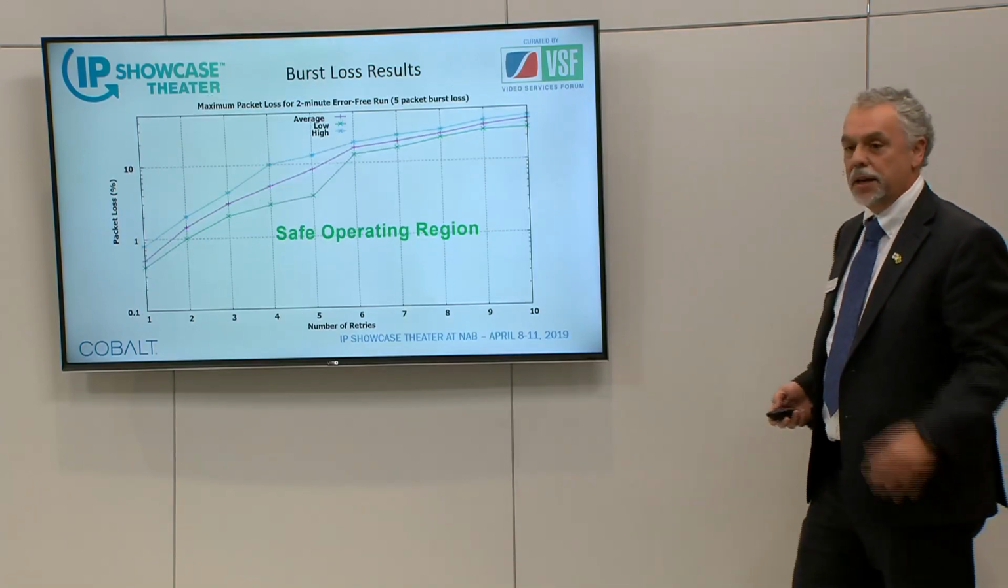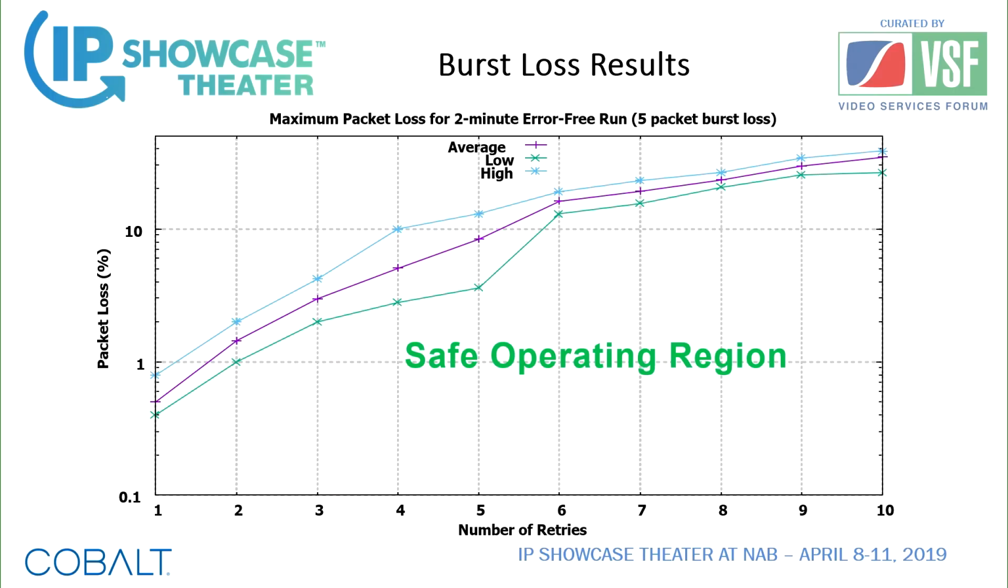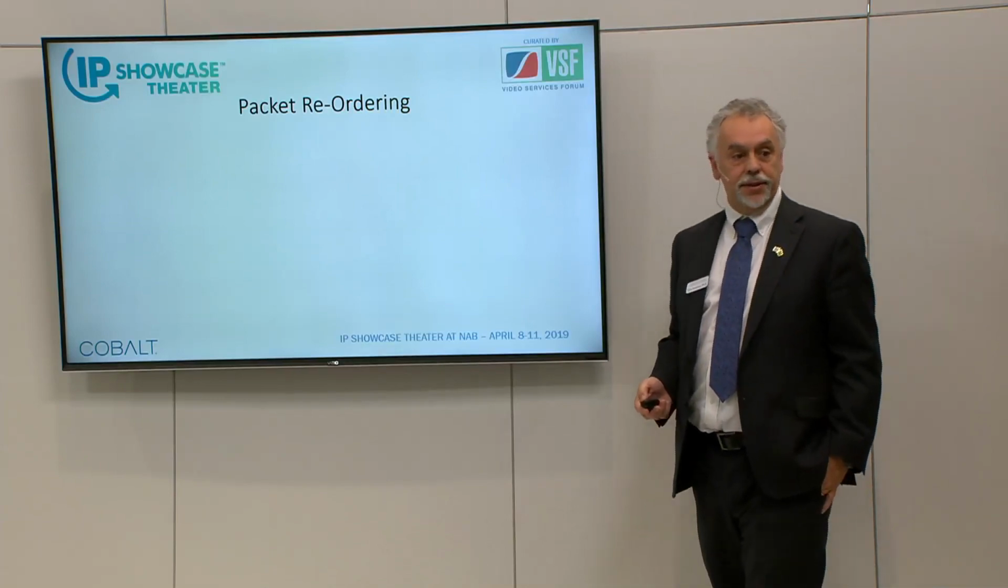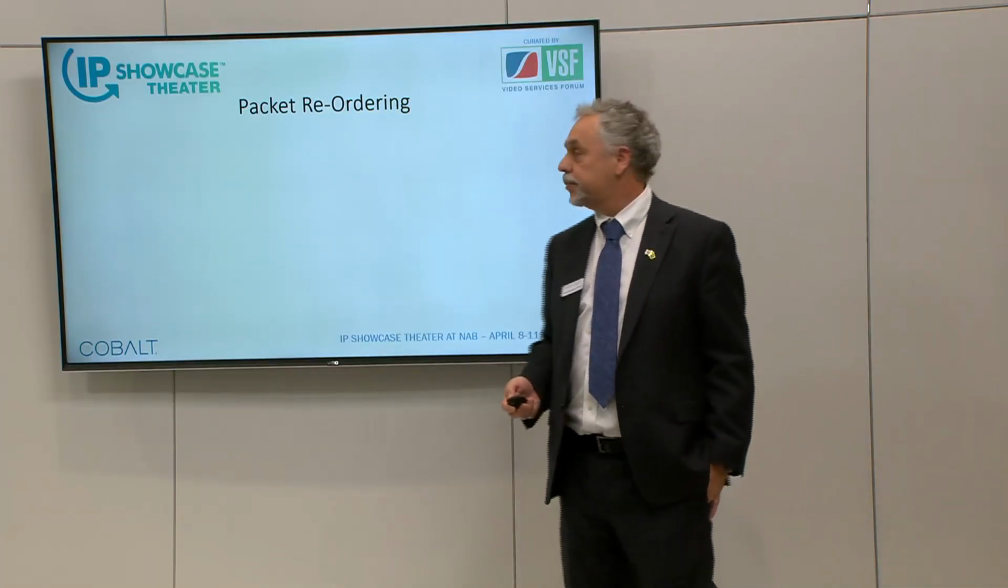And I have another one that's similar for burst losses. By the way, I gave this at BEITC, so it's in the proceedings, and it's also on the Cobalt website if you want to see those plots. Okay, so that deals with packet loss. How do you look at packet loss?